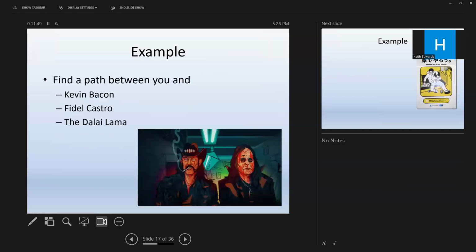So find a path between you and Kevin Bacon. I meant to replace Fidel Castro with Ozzy Osbourne, because Ozzy Osbourne is at the center of the music graph, and the Dalai Lama. And so you can see that you can connect people through very small degrees of connection. I think 6 degrees of separation is the general theory behind how closely related we all are.